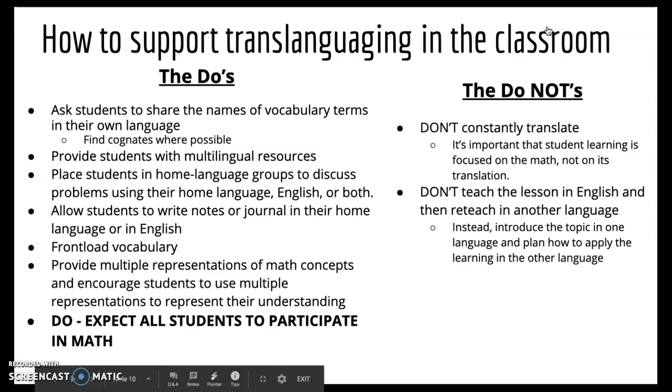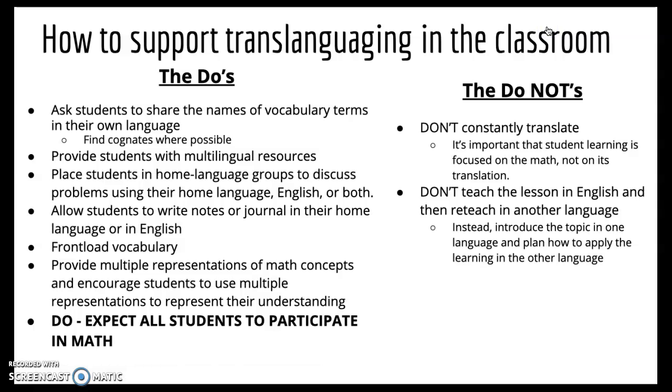So how do we support translanguaging in the classroom? Here are some of the do's and do nots. Some of the do's: ask students to share the names of vocabulary terms in their own language. Find cognates where possible. Even students who speak English, this is a great strategy to use as we're relating words that we use in a different context to math words. Provide students with multilingual resources.